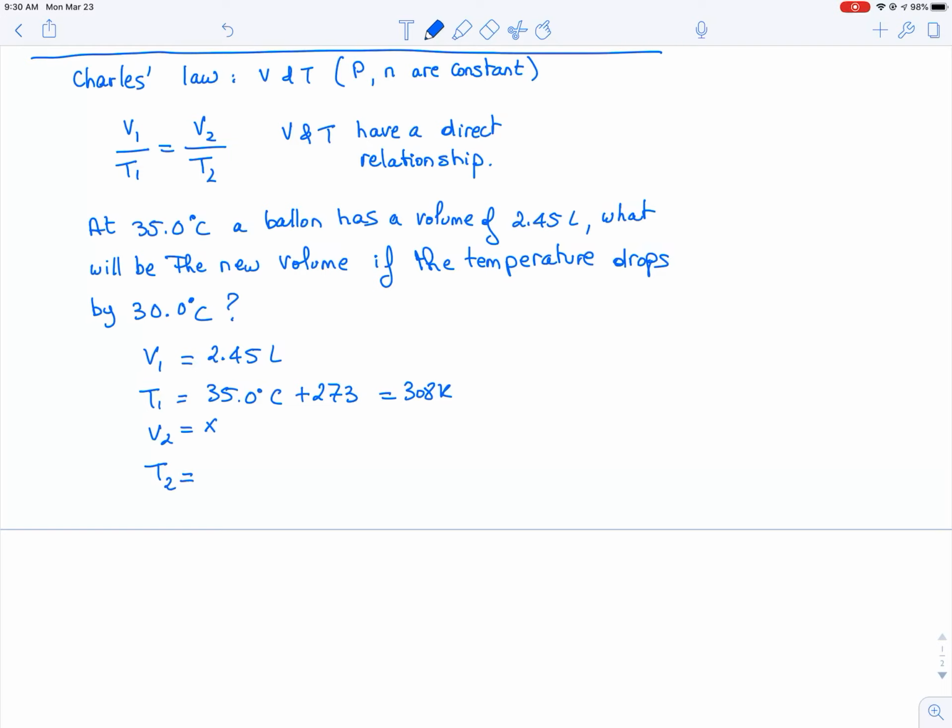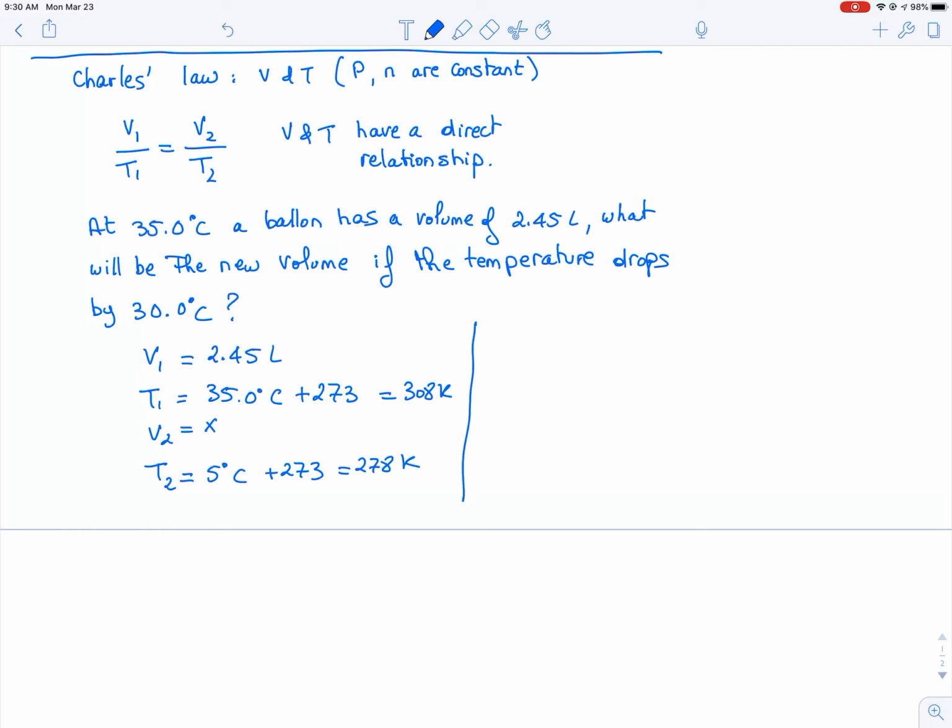No, it went down from 30 to 5 degrees Celsius. Why? Because it says dropped by 30 degrees. So it's really 5 degrees Celsius plus 273, that is 278. So you have to be very careful when you read these problems.